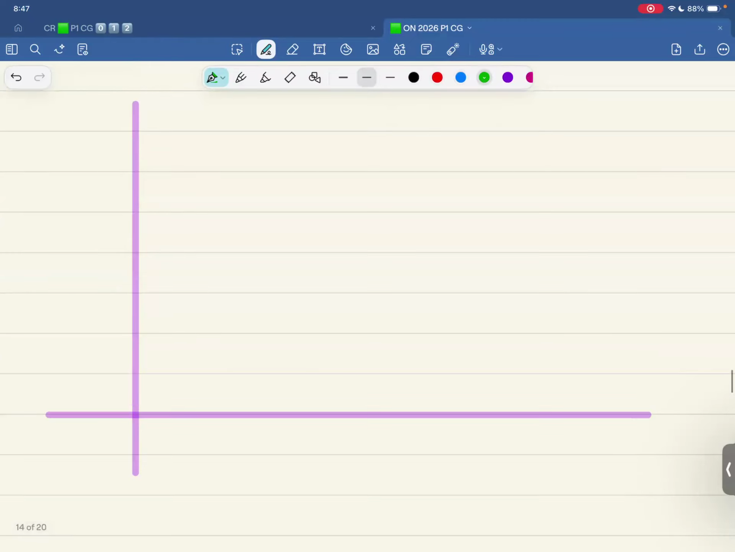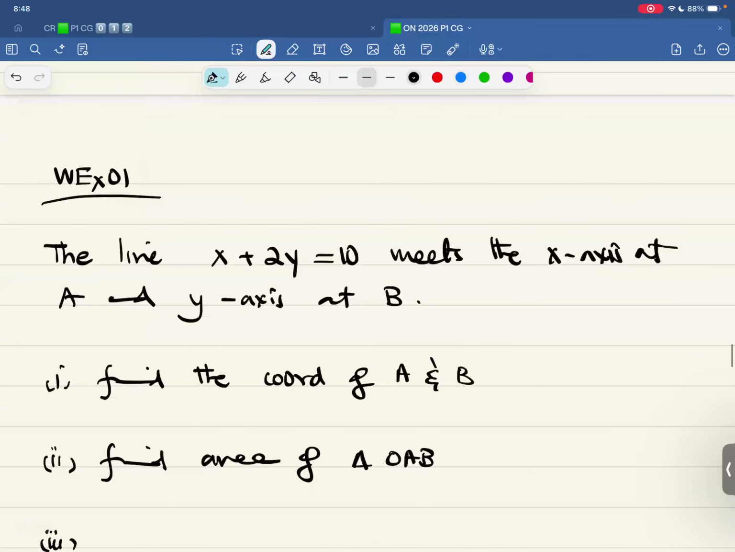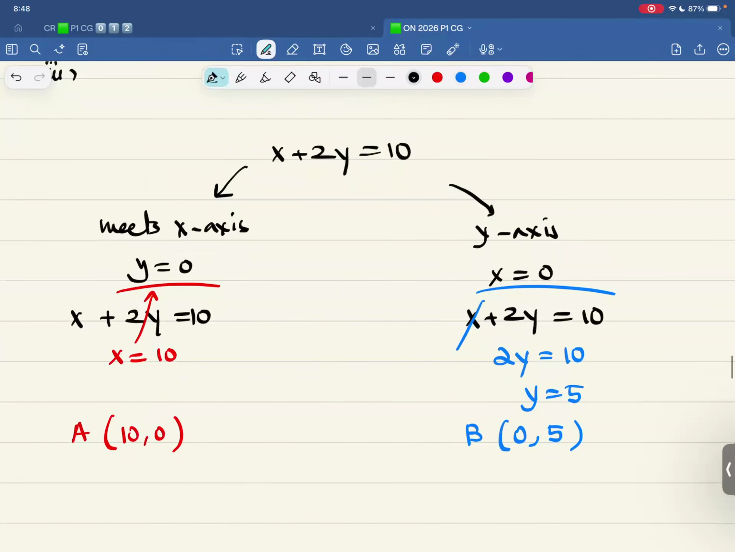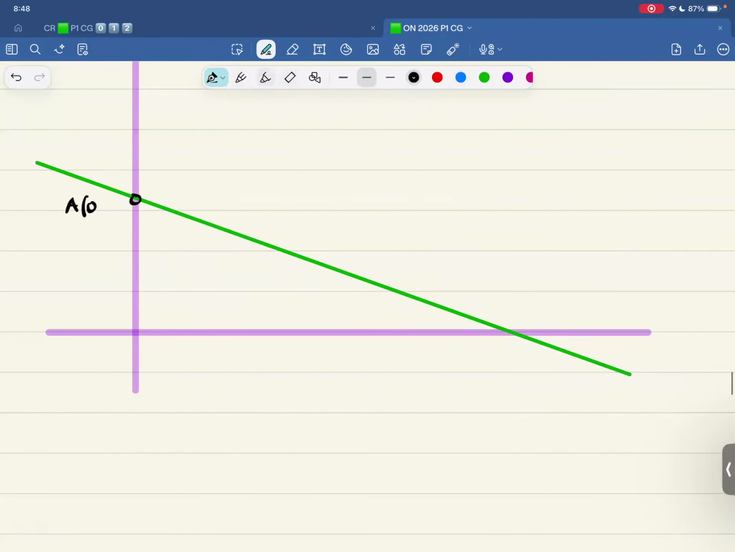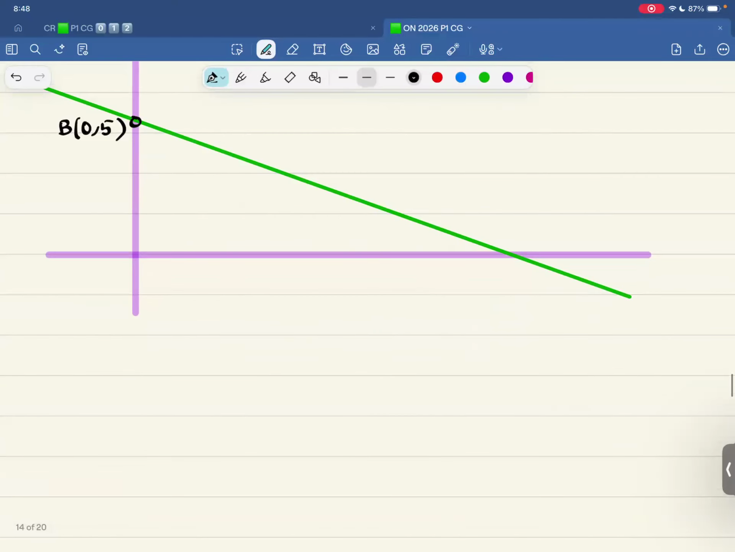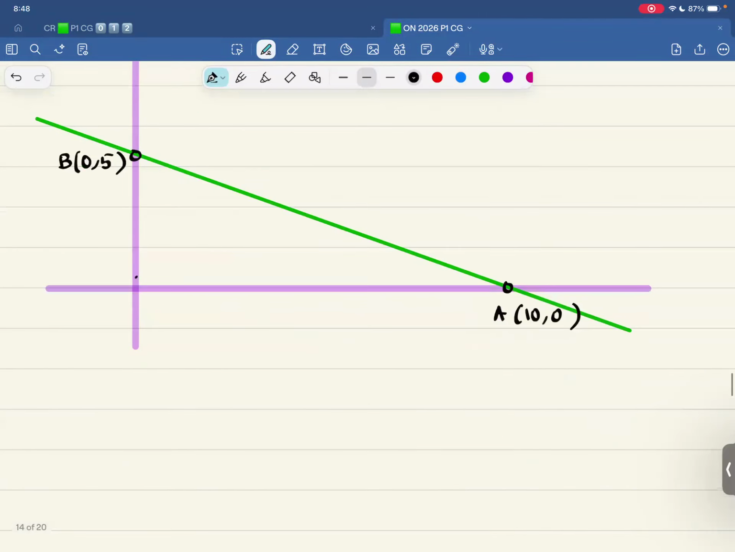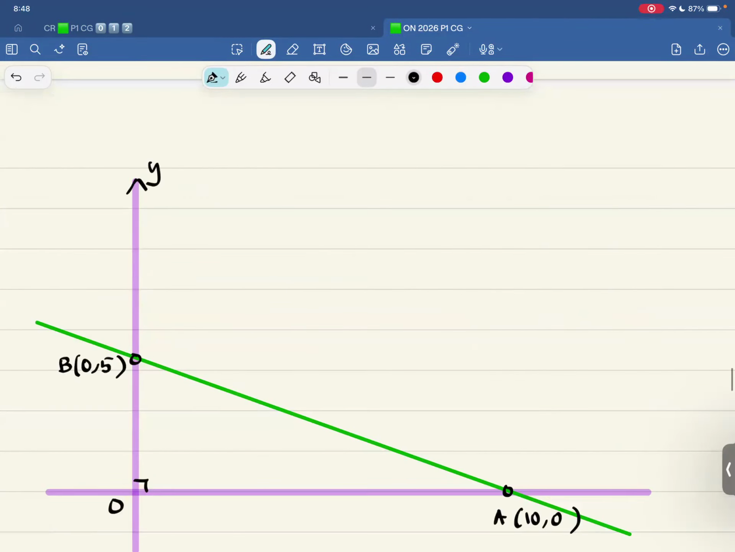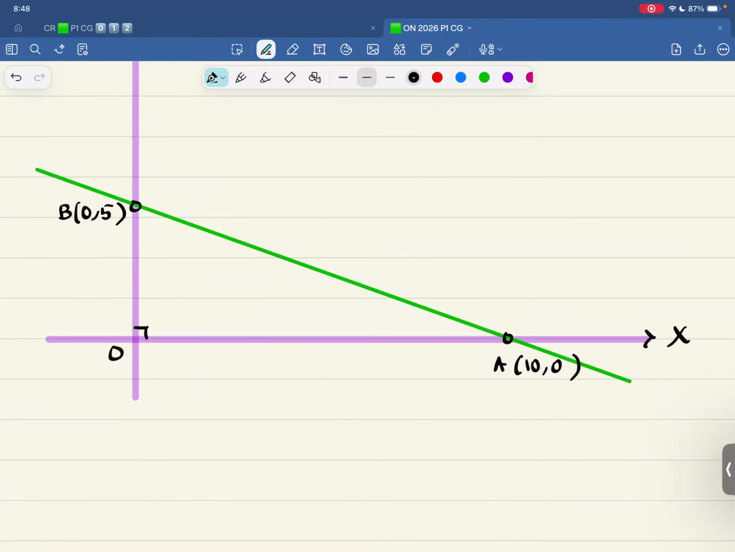So let me draw this line through (10, 0) and (0, 5). The line goes like this. It meets the x-axis at A, so this one is B, (0, 5), and this is A, (10, 0). And this is the origin over here. It's a right angle triangle. That is the y-axis, that is the x-axis.